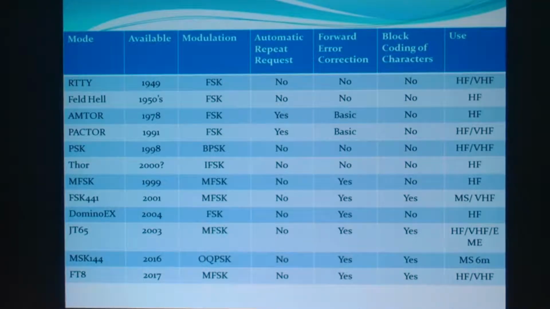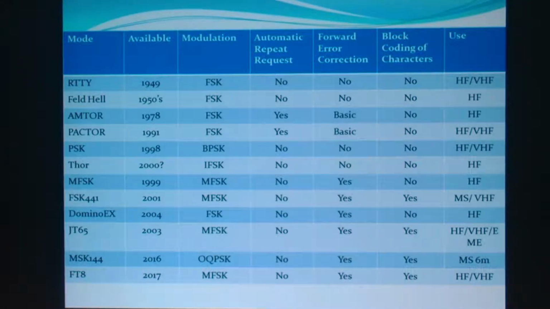Very, very quickly, this is basically a few of the modes. If you look at the top one, RTTY is very, very simple. It's just straightforward FSK or AFSK. There's no automatic repeat, there's no correction, there's no block characters. Then Feld Hell is exactly the same, or Hellschreiber.